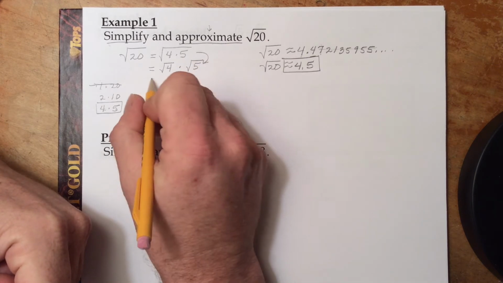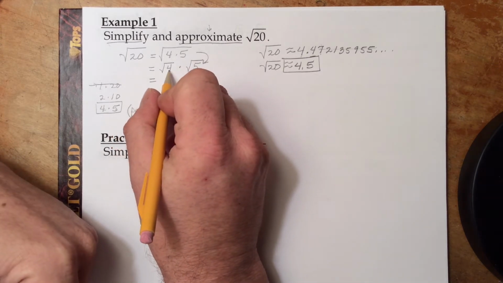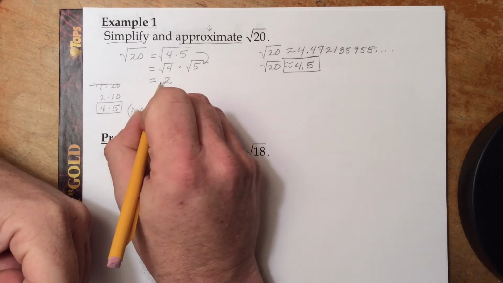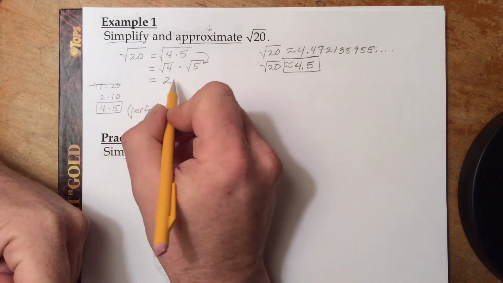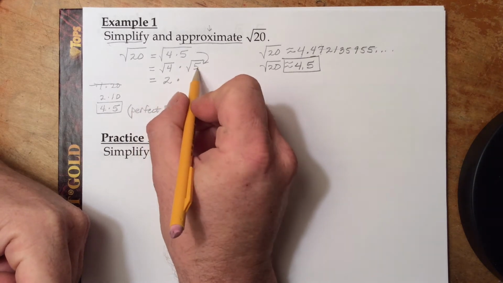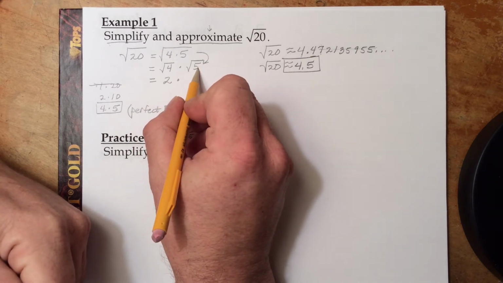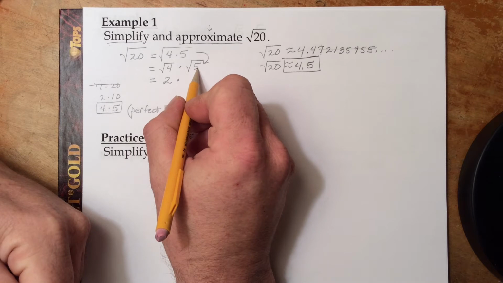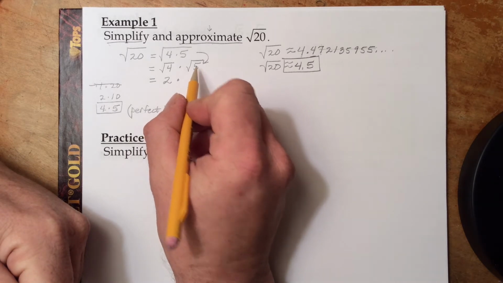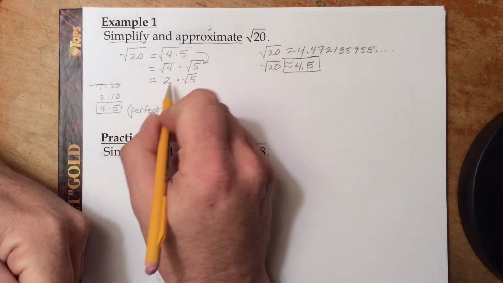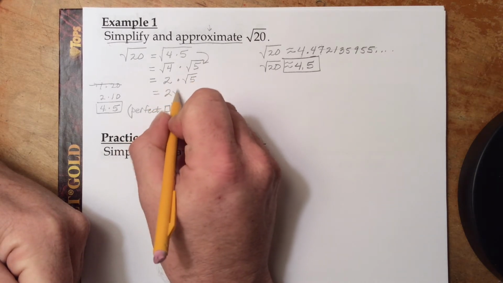Once you've done this, you take the square root of the perfect square, which is simple enough. The square root of 4 is 2. No more square root on it. Times, and then you come over here and try to do the same thing you did before. Well, the only factors of 5 are 1 and 5, and since we said we're not interested in 1 in the number, there are no other factors for 5 that are perfect squares. Therefore, this stays underneath the square root. And then we don't need the multiplication symbol, so we get 2 times the square root of 5.